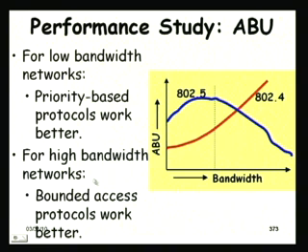So, for high bandwidth networks, the bounded access protocol is working better. So, why is that? I mean, how come it is appearing like this? Can anybody think of any reason? Okay, let us investigate this.